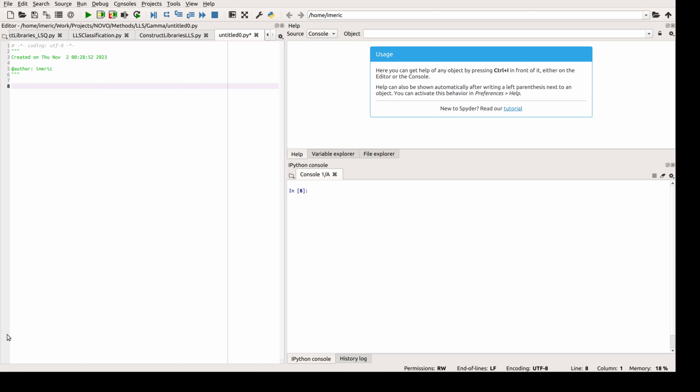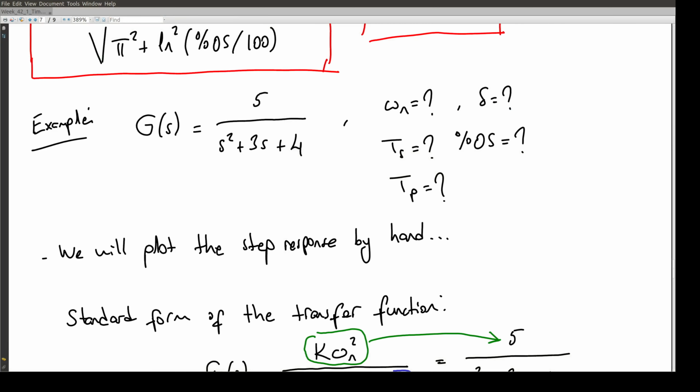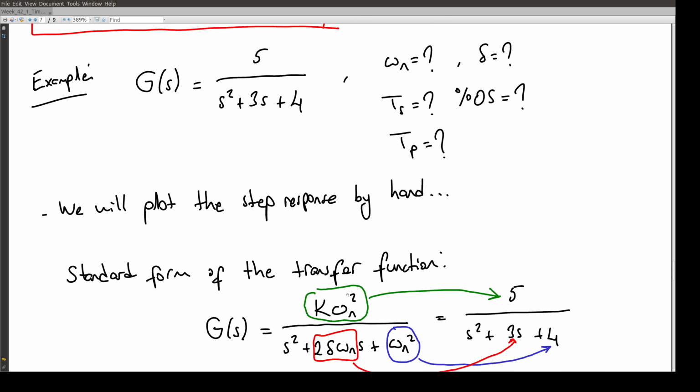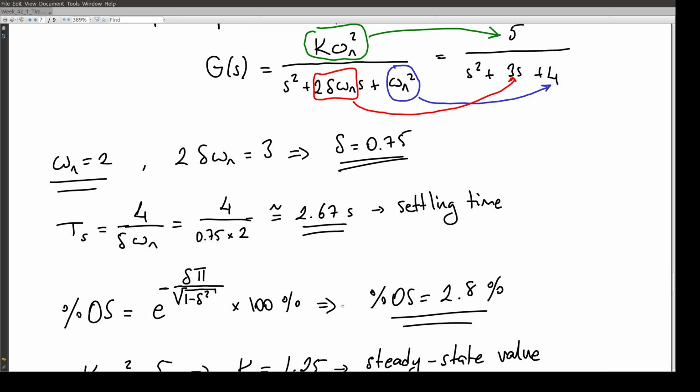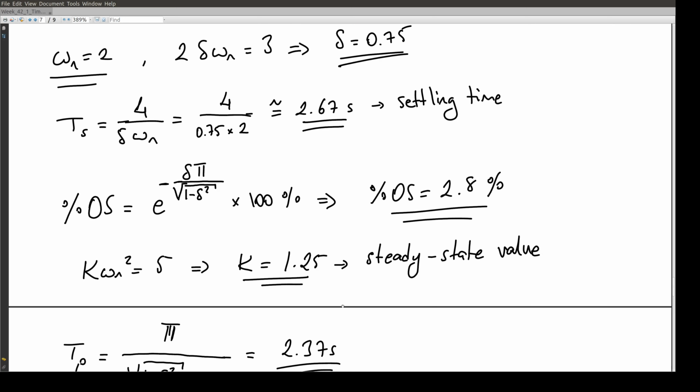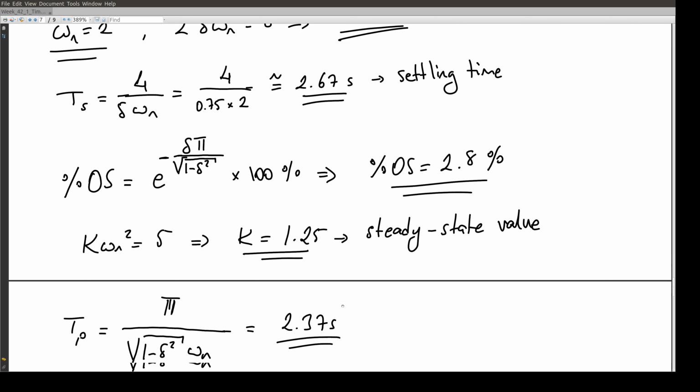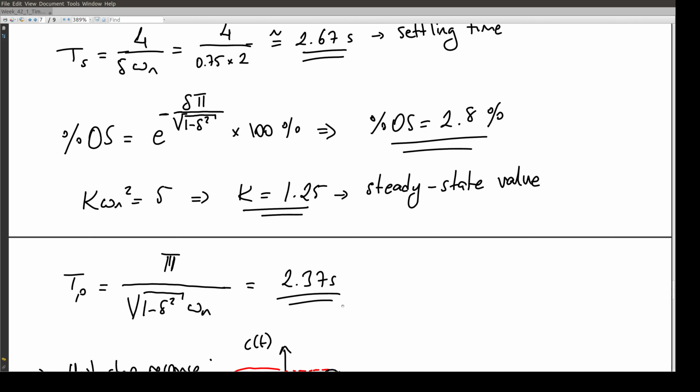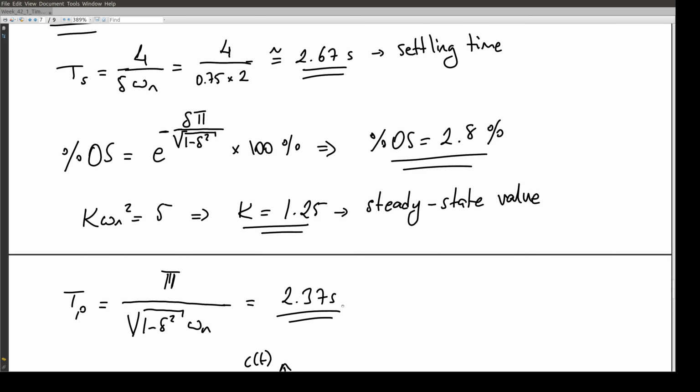The second order system that we will look into is a system that we had already looked at during our lectures. It is this system here. The transfer function of the system is given as 5 over s squared plus 3s plus 4. We had done some calculations by hand to figure out, for example, the settling time, percent overshoot, steady state gain, as well as the peaking time. Let's see now if Python will give us similar results.